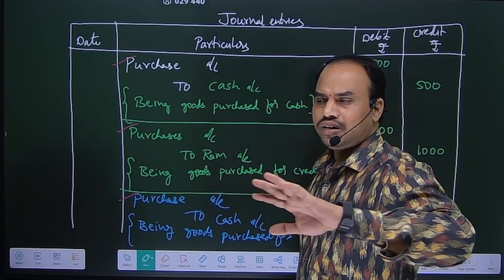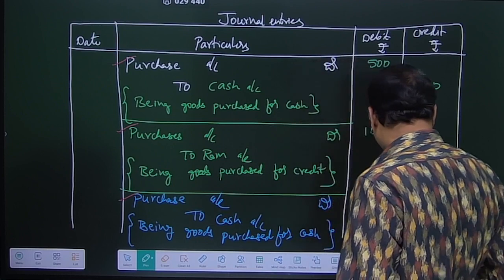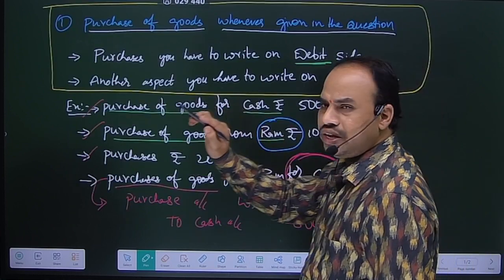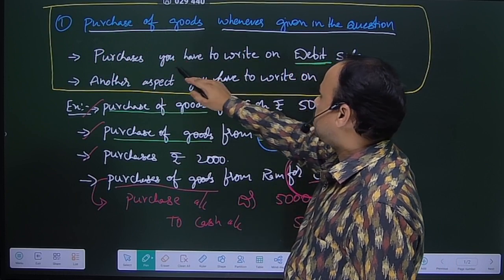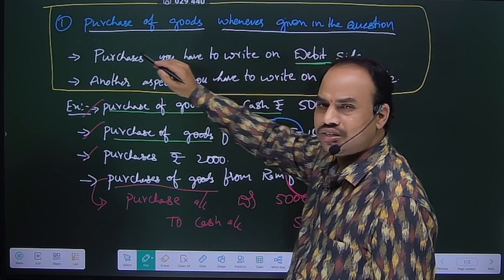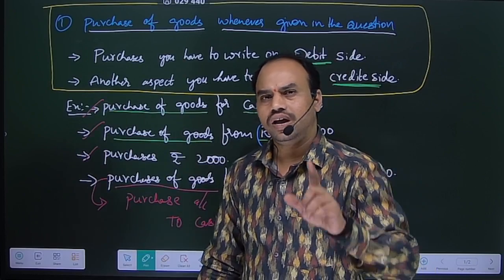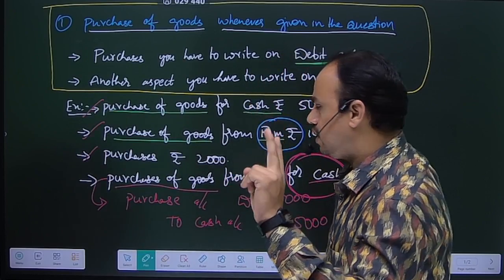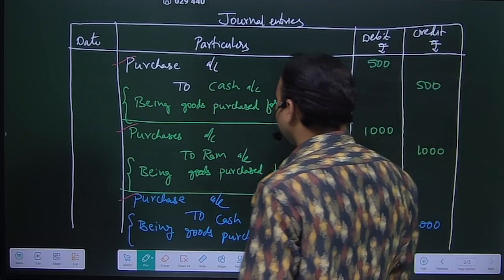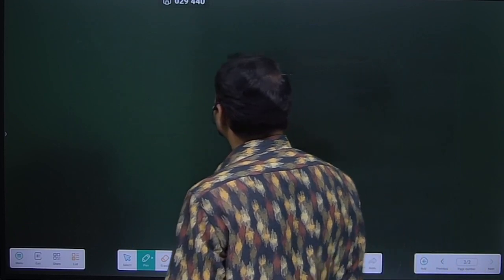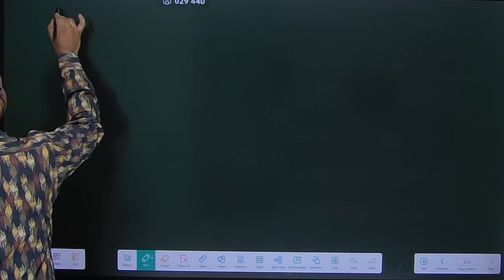I think this concept is clear. Only one thing, rule number one, you have to remember: whenever goods are purchased, you have to write purchases on the debit side. This is trick number one. Now we will see trick number two.